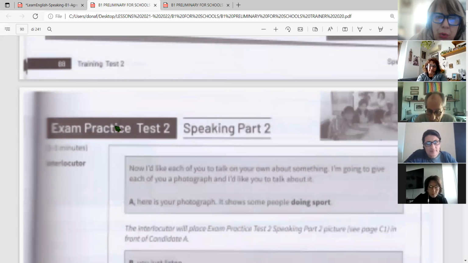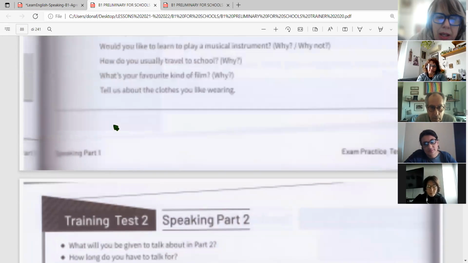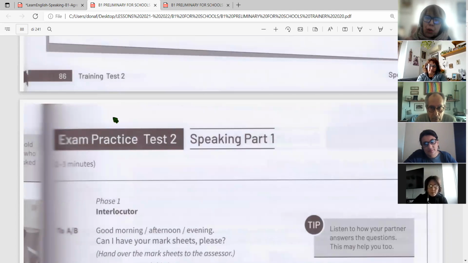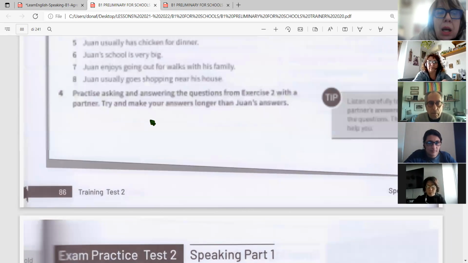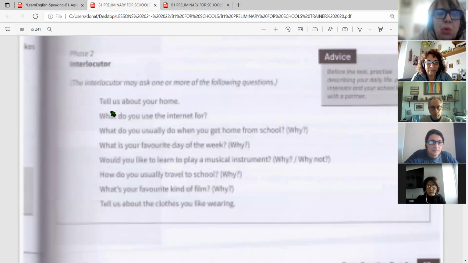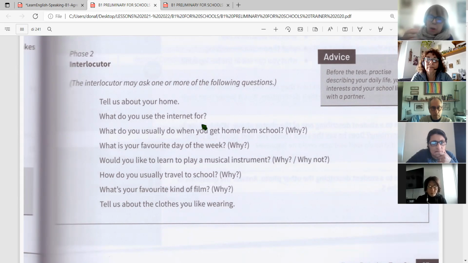Because on a B2, the speaking part is divided into three parts. So you remember when we were talking on photographs and you were describing the photographs, that is another part. And then of course, there are some questions related to your experience. For example, Anna, what do you use the internet for?